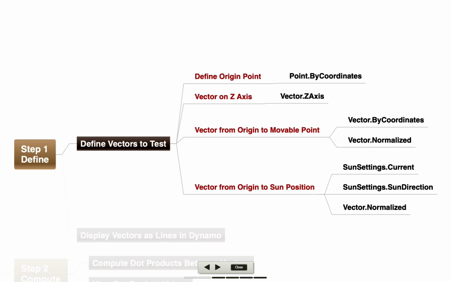We're also going to create a vector from the origin to the sun's position. We're going to find out where the sun is using something called SunSettings.Current. We're going to get that sun direction. Again, we're going to normalize that vector because it'll have a long length and we want it all to be considered the same unit length for comparison.